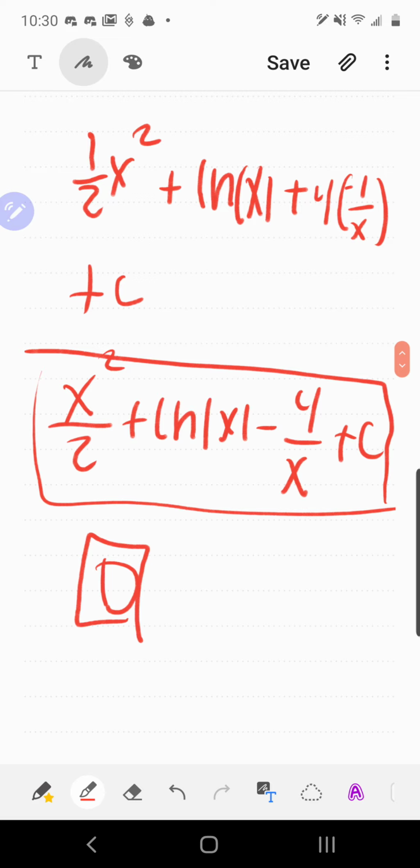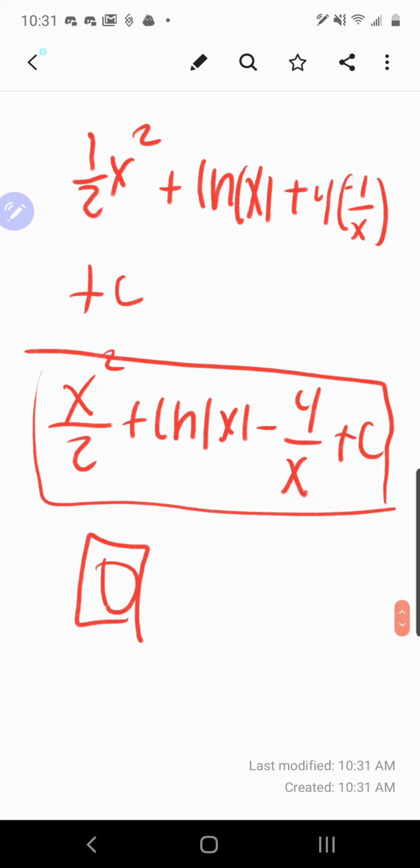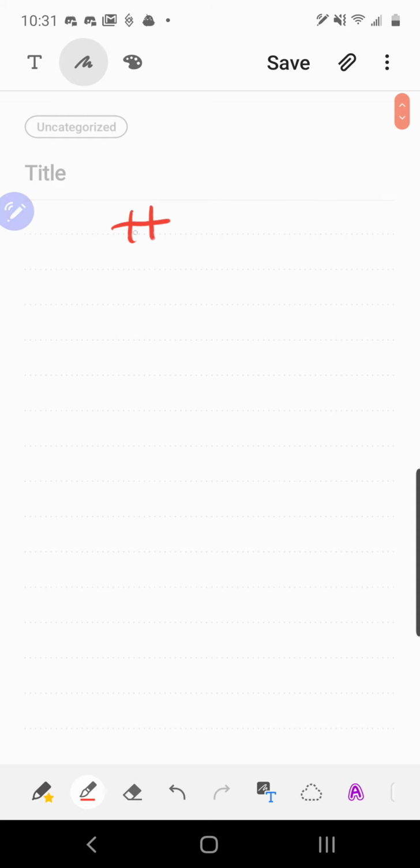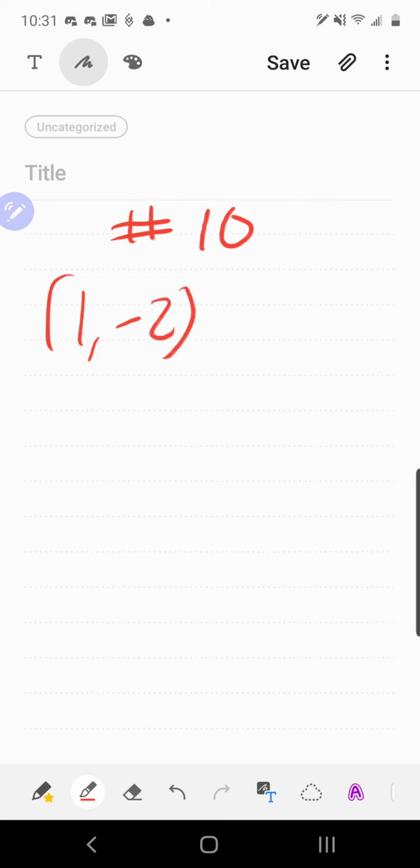All right, let's move on to our last problem, number 10, which is a gradient problem. The direction of the line passing through 1, -2, where the maximum slope is found by inserting x equals 1 and y equals -2. This is our x, this is our y.